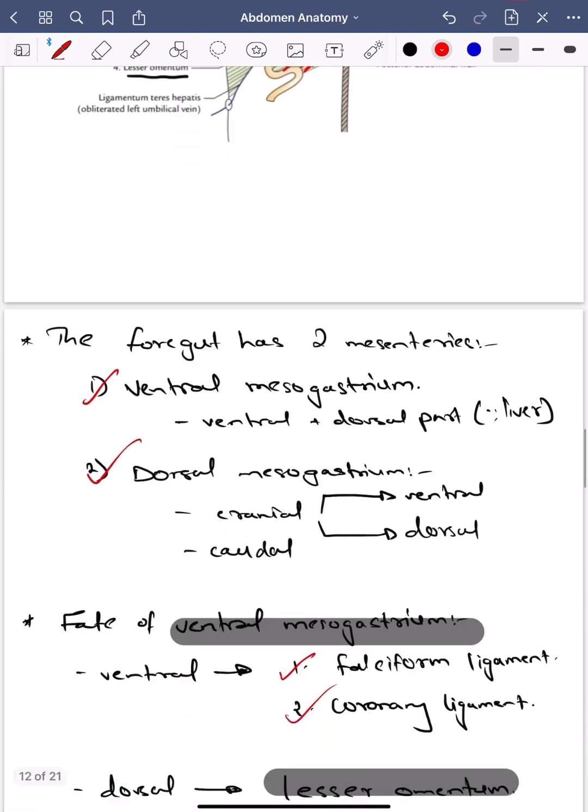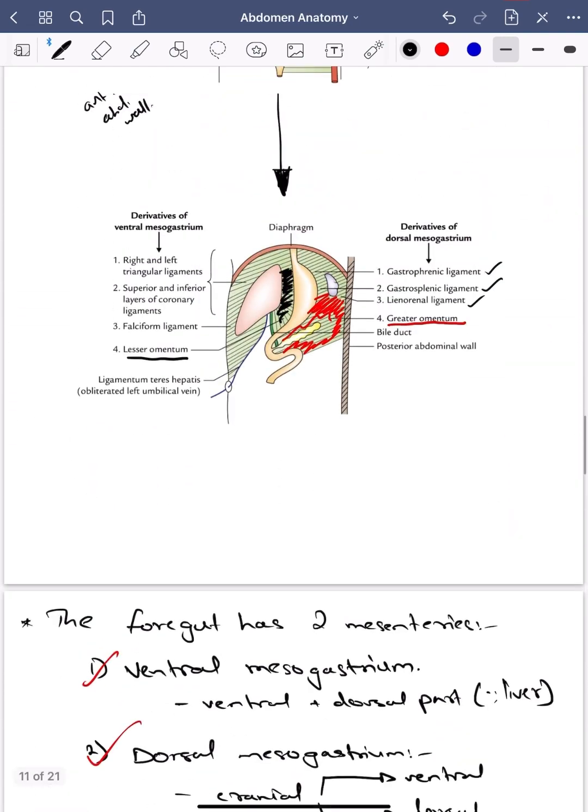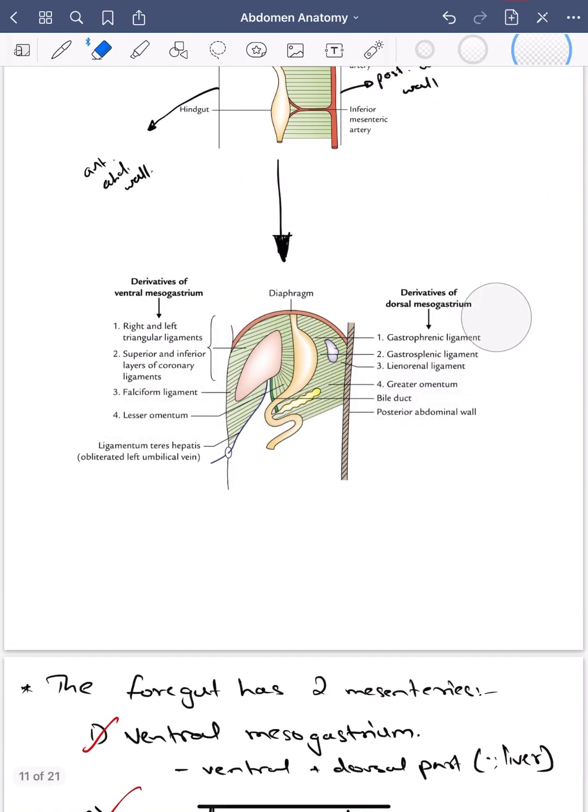Now I've highlighted these because they may be asked as one mark question, and these are usually asked in your anatomy practicals. Okay, now moving on and talking about the midgut and the foregut.